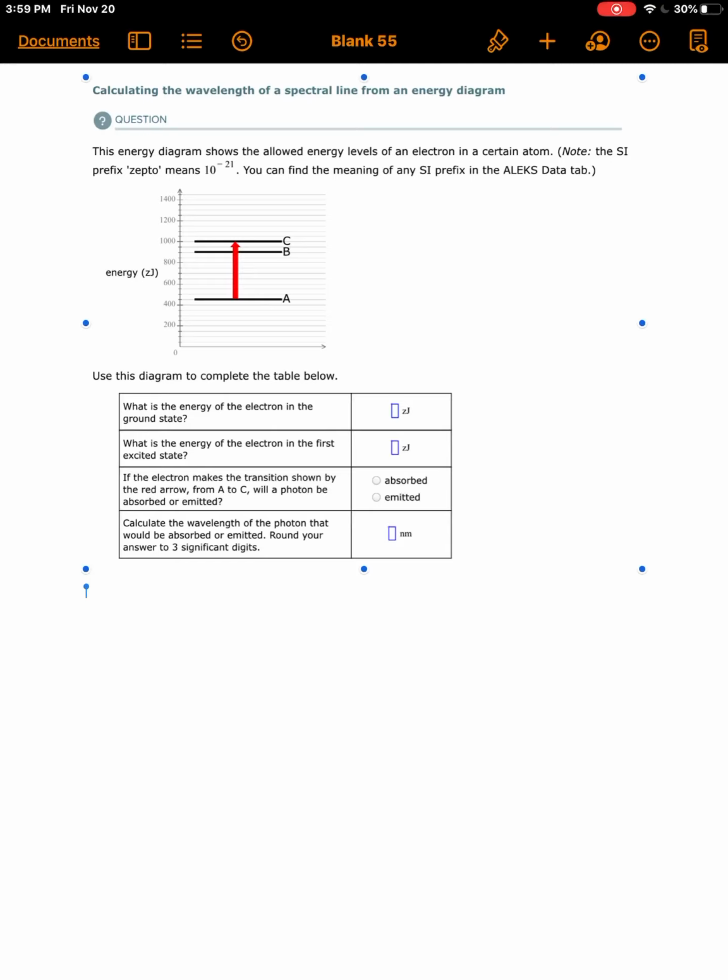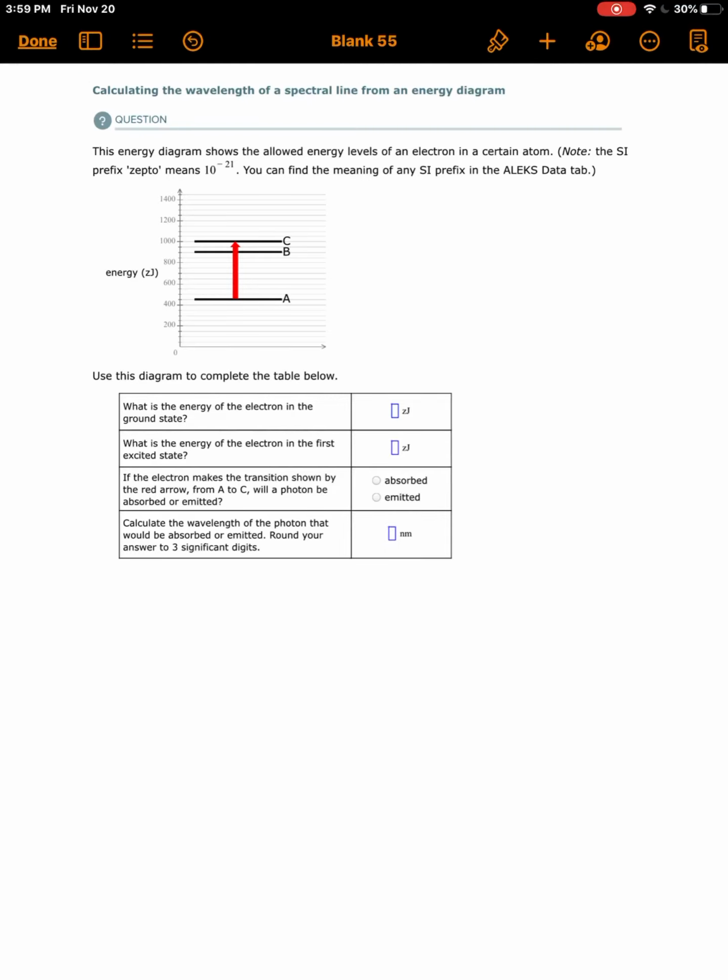So the third question here says, if the electron makes the transition shown by the red arrow from A to C, will a photon be absorbed or emitted? It will be absorbed. Of course, if the arrow is pointing downward, then that would be emission. Try to remember what the physical process is. The arrow is representing what happens to the electron in the atom.